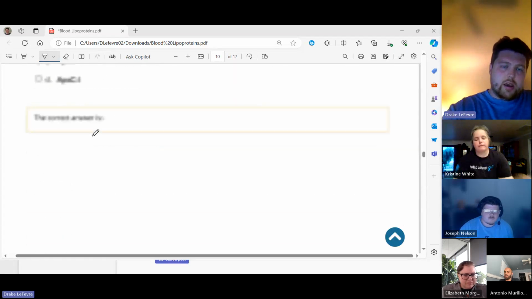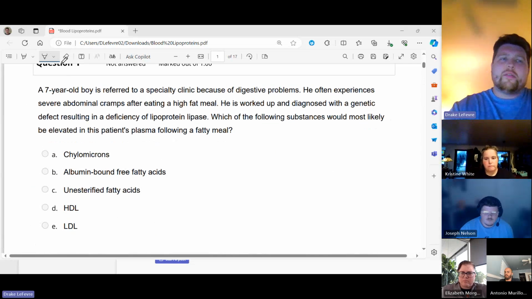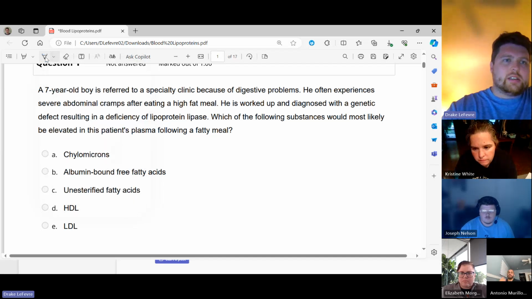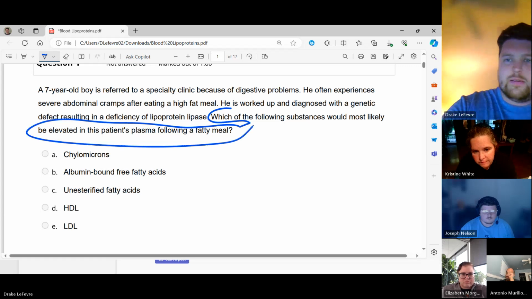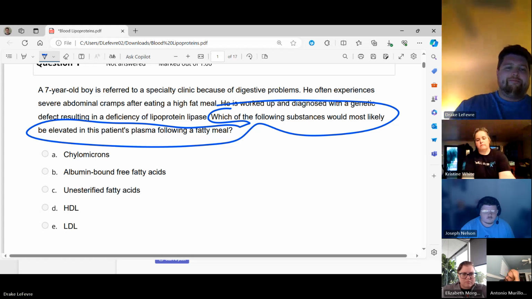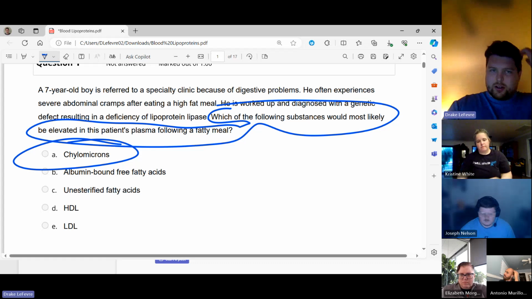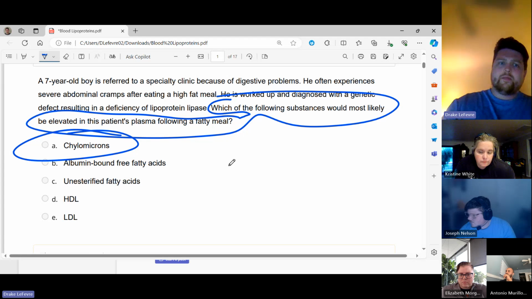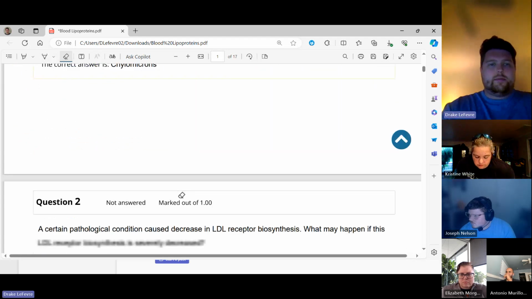So like we said, whenever we eat the fatty meal, and honestly, this question is kind of a perfect example of all the wordiness that is completely unnecessary. Realistically, to answer this question, all we need is this last sentence. Which of the following substances would most likely be elevated in this patient's plasma following a fatty meal? So, chylomicrons. Okay. Sweet. Okay.